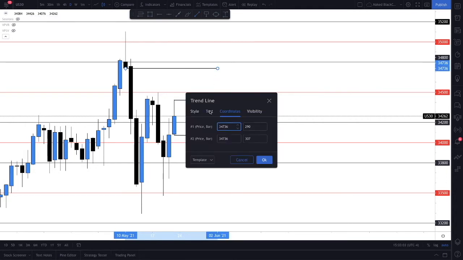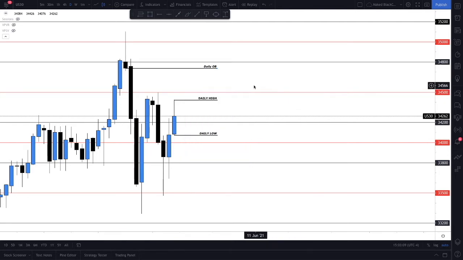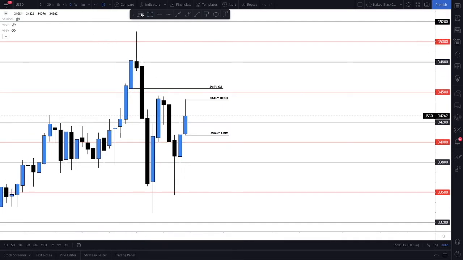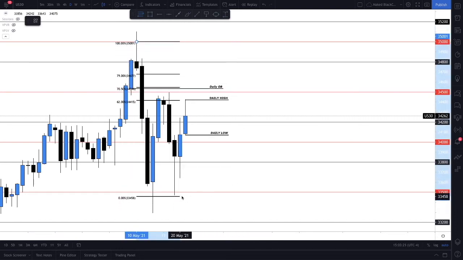I'm going to put daily order block, then move it over to the daily order block. Before you do anything, you also want to have your levels. The levels that I have are any level that ends in 000, 200, or 800. Those are my main levels that are respected by US30. Now I'm going to draw my fib from the 35,000 level all the way to the 33,500 level.